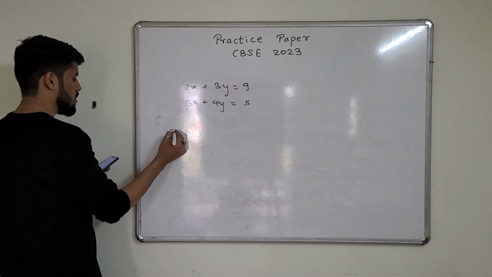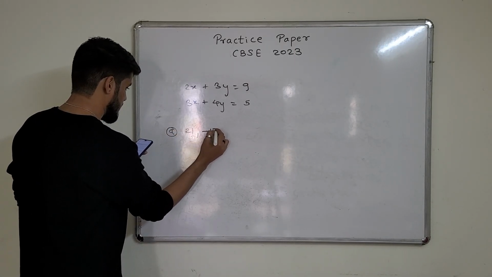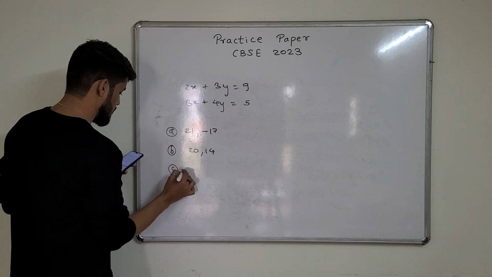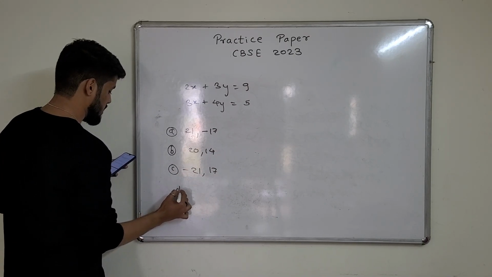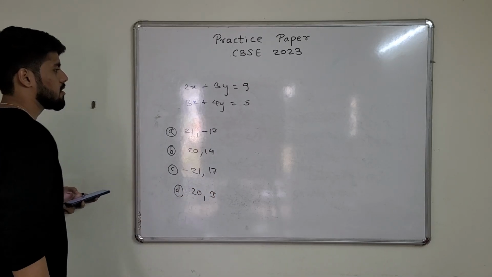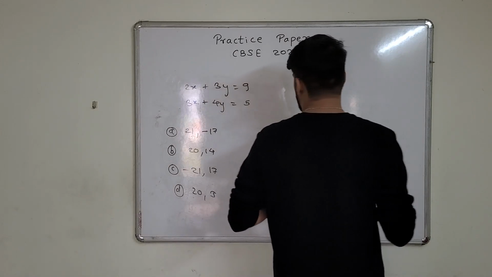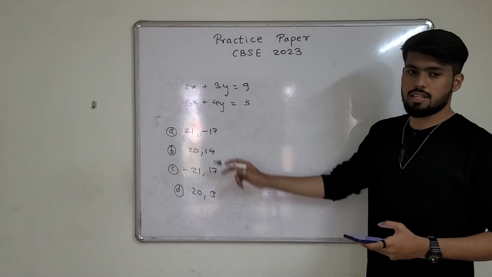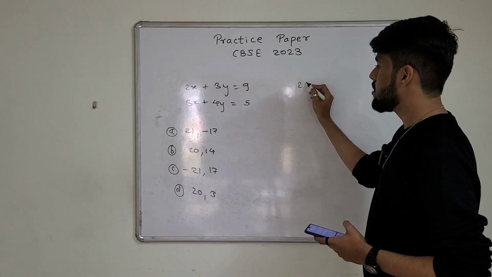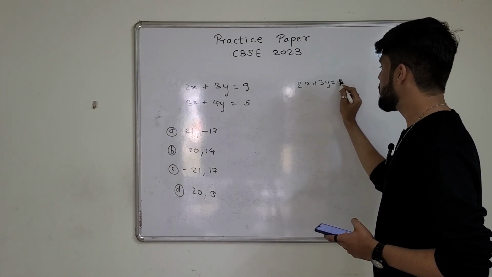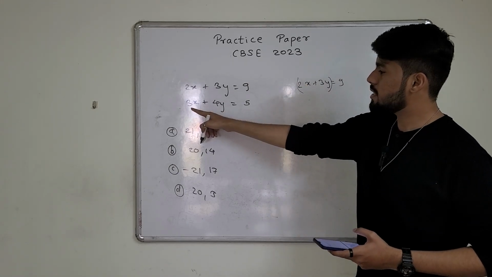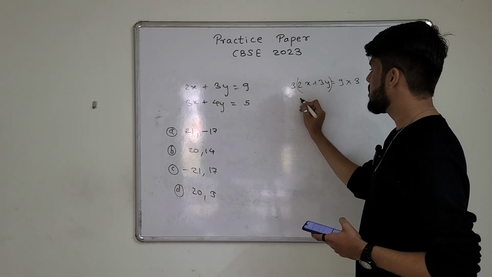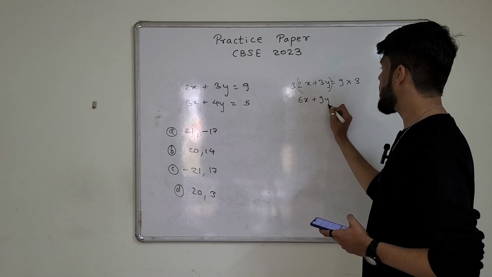The options we have are: option A is 21 comma minus 17, option B is 20 comma 14, option C is minus 21 comma 17 and option D is 20 comma 3. So how will you solve this question? You can use the elimination method. What do you have to do in the elimination method? Just multiply by the coefficients of x with each other. So take 2x plus 3y equals 9. I will multiply this whole equation by the coefficient of x, that is by 3, so we get 6x plus 9y equals 27.